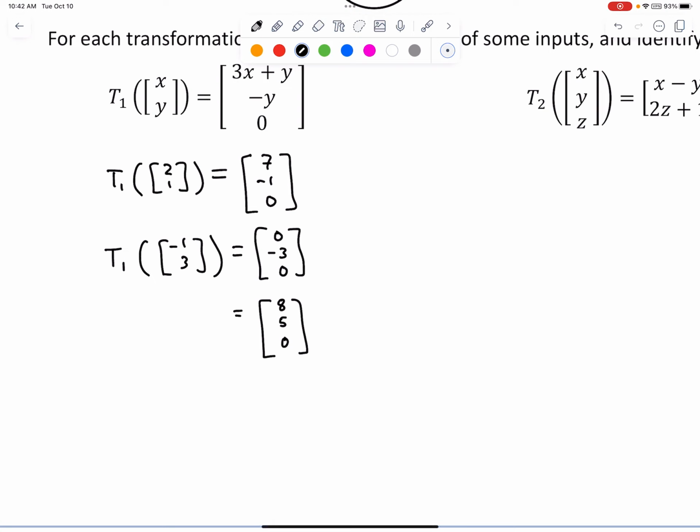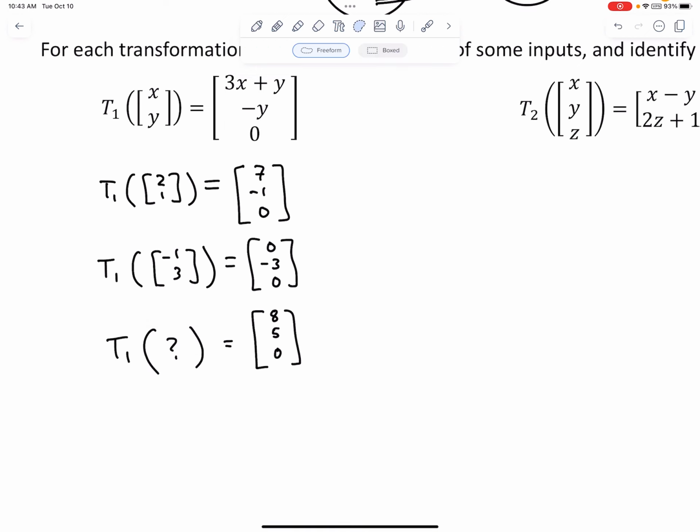But is this a possible vector? Could I find the pre-image of this vector? In other words, the input vector. In other words, what would I input into this transformation to get 8, 5, 0 back? Well, we know the middle component of my output vector has to be the opposite of the second component of the input vector. So we know that we need a negative 5 for the second component of the input vector. And once we have that in place, we can now determine what x has to be so that 3x plus y will equal 8.